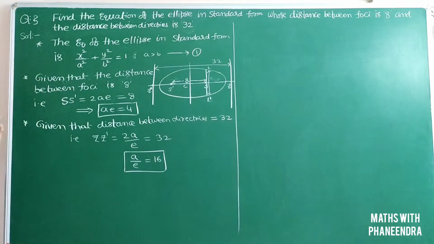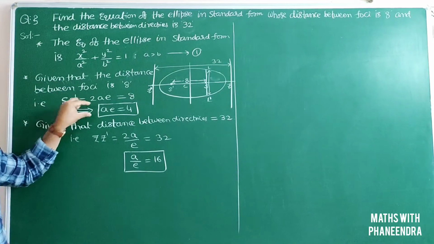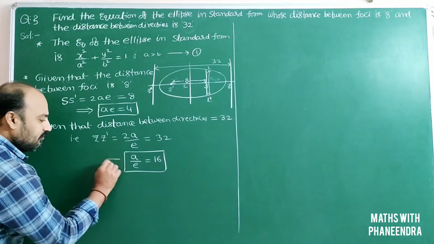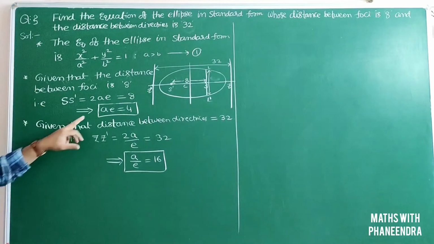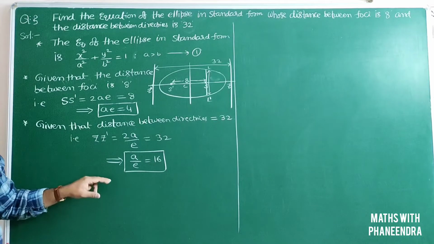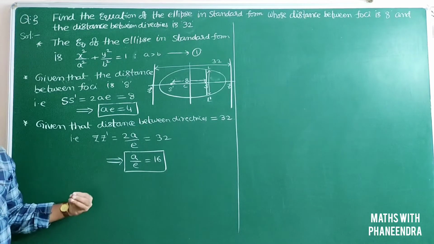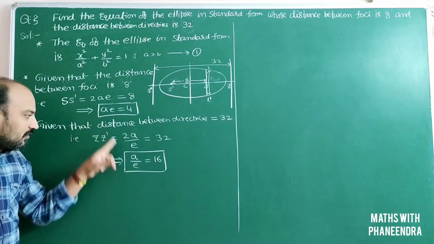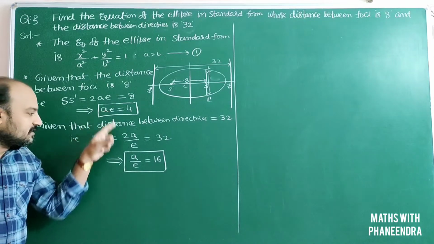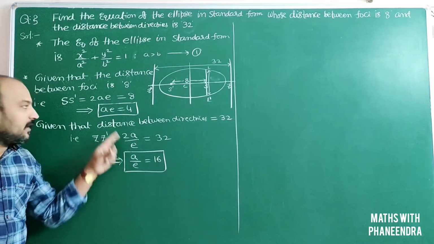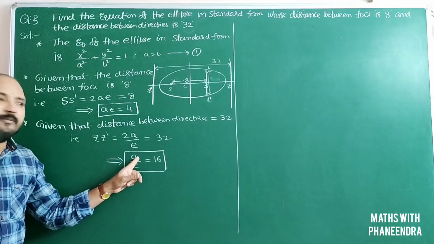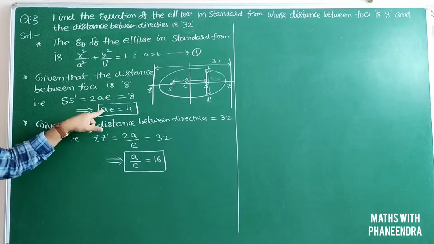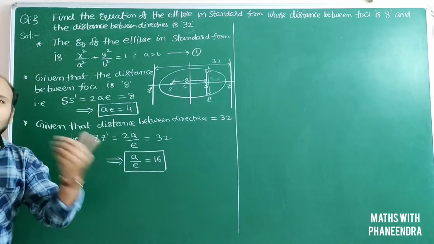So after getting the values ae is equal to 4 and a by e is equal to 16, you have to consider both values. How to consider ae and a by e? If you take the product of these two, the eccentricity e is going to get cancelled and a into a, a square, will come. 16 into 4, 64. The a square value will come. With the ae value and a square value, we can calculate b square.